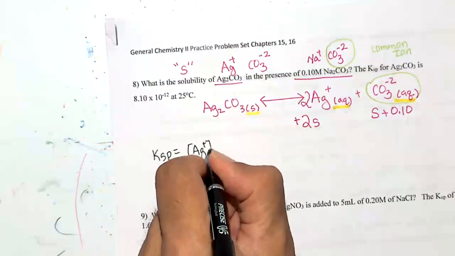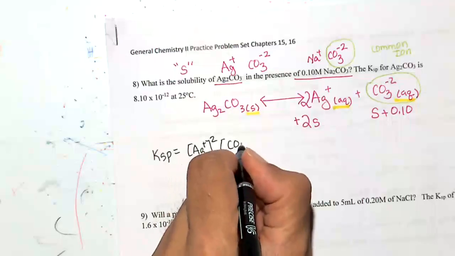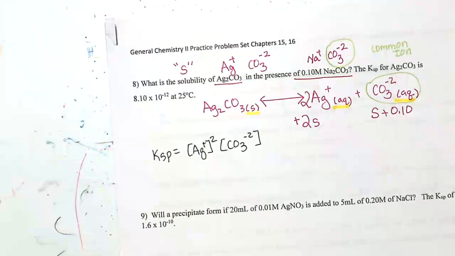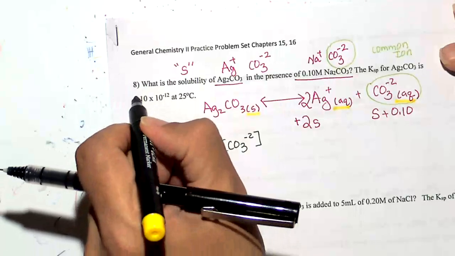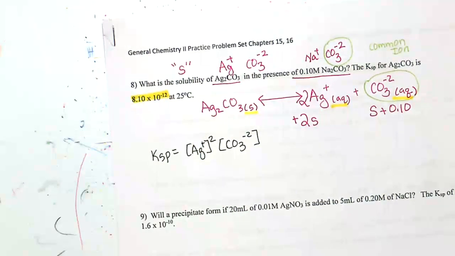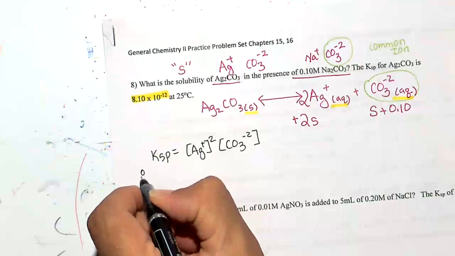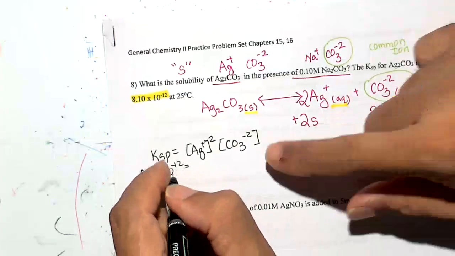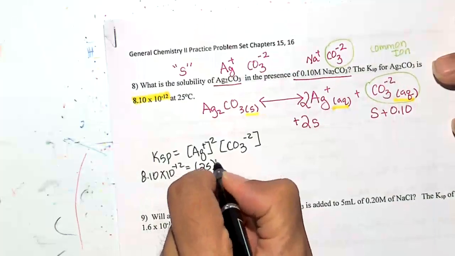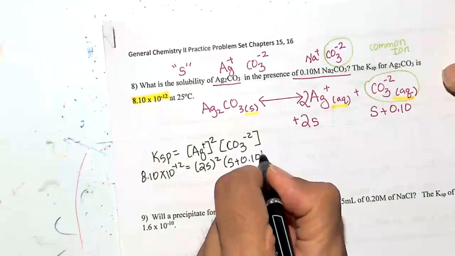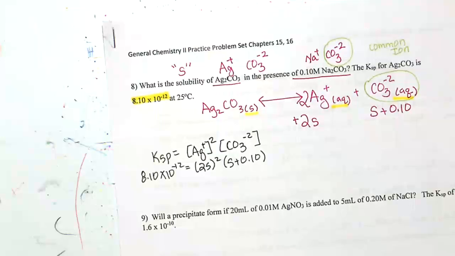So KSP is going to be Ag plus squared times CO3 minus 2. All right, so I'll give you the KSP for this. We're trying to solve for S. 8.10 times 10 to the minus 12. So this will be 2s, and then that's squared, and then this would be s plus 0.10.